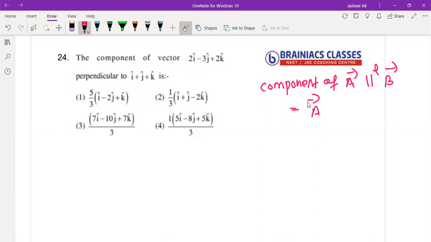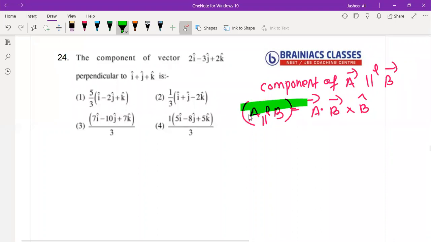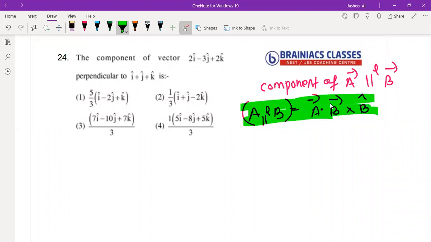Vector A dot vector B multiplied with unit vector B. This is the formula. So this is the component of A parallel to B. If you hear A parallel to B, this is the formula. This formula definitely you have to remember. If it is not there, you have to add this into your notebook. Just note it somewhere after the live session. In case it is not there in your notebook, please go and immediately add it before you go to sleep today.